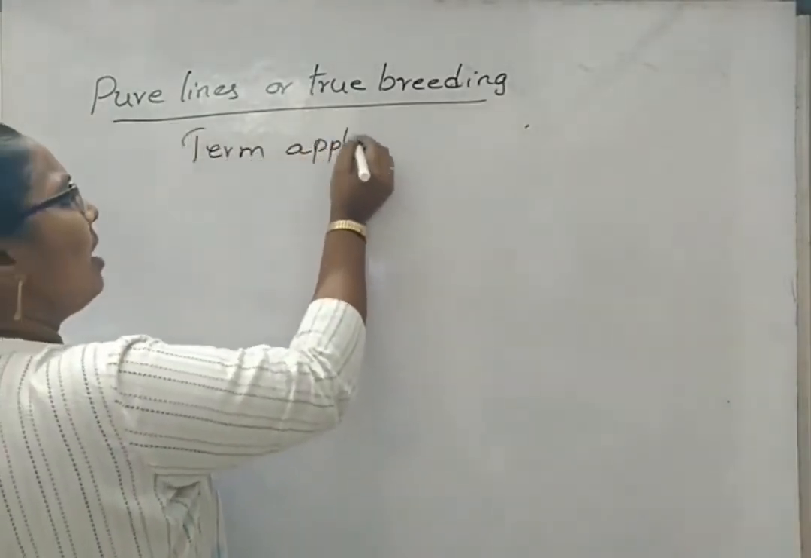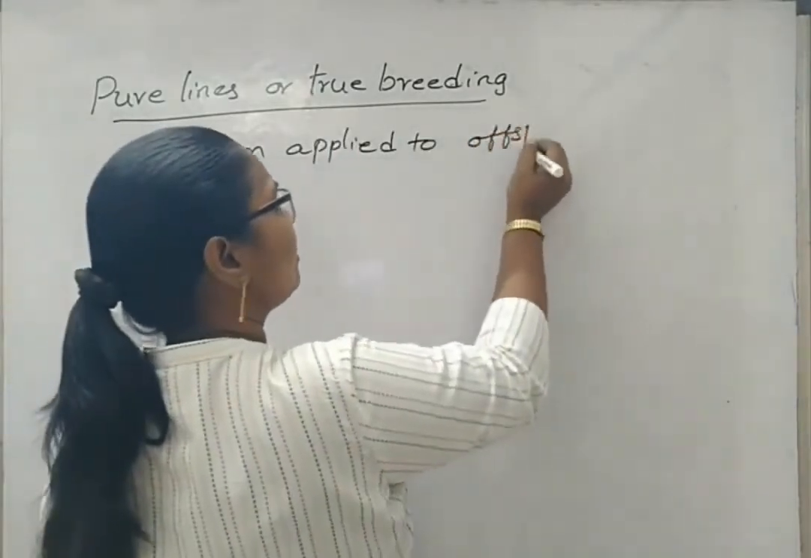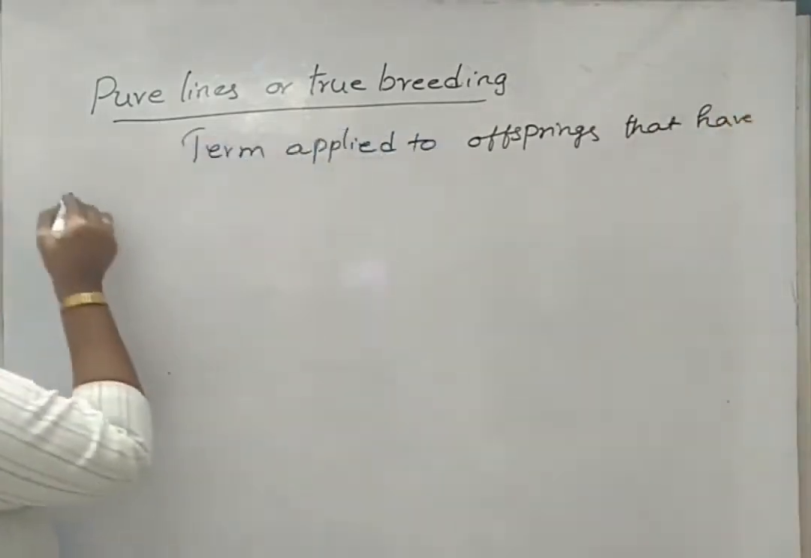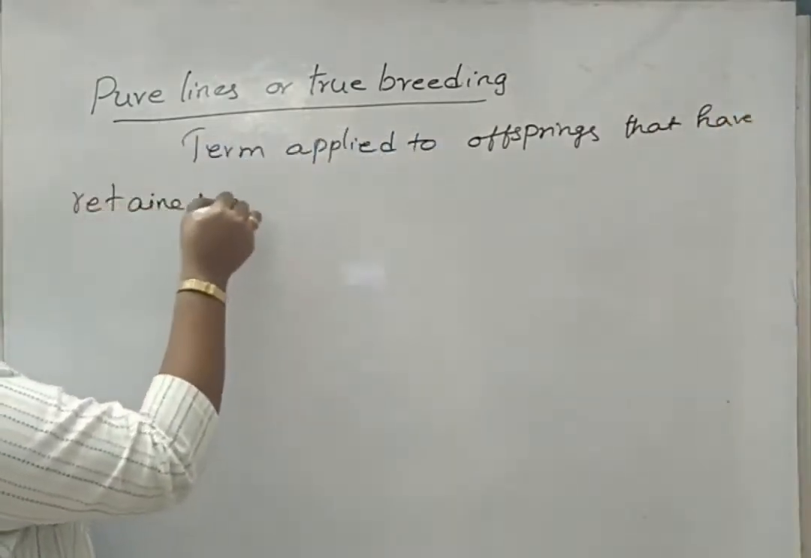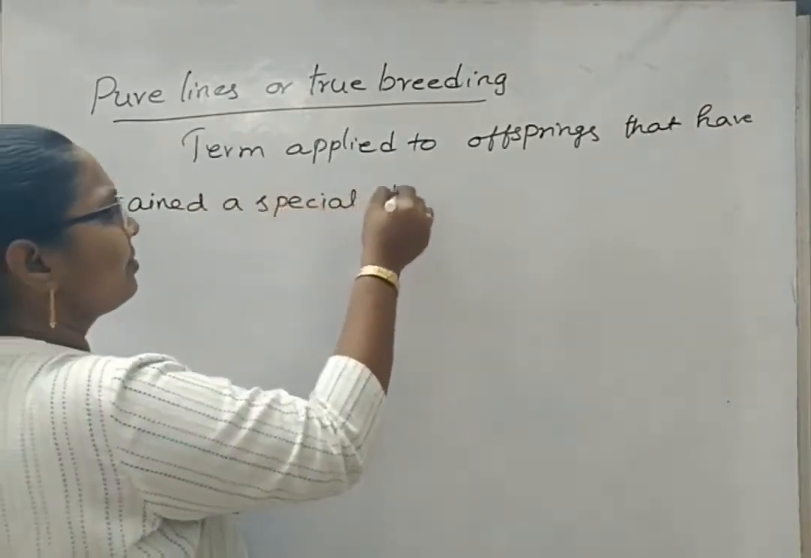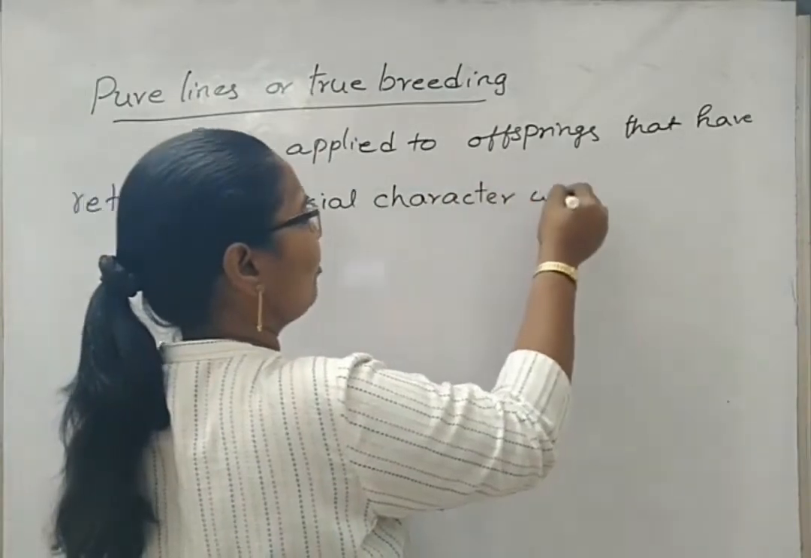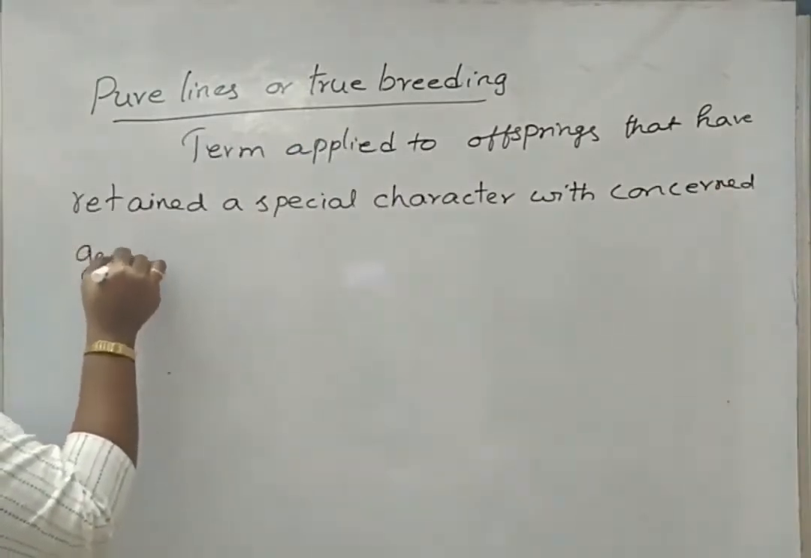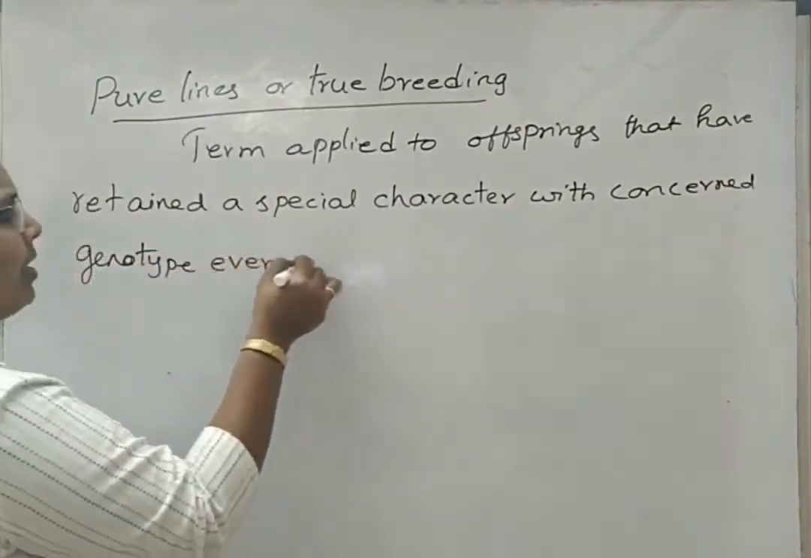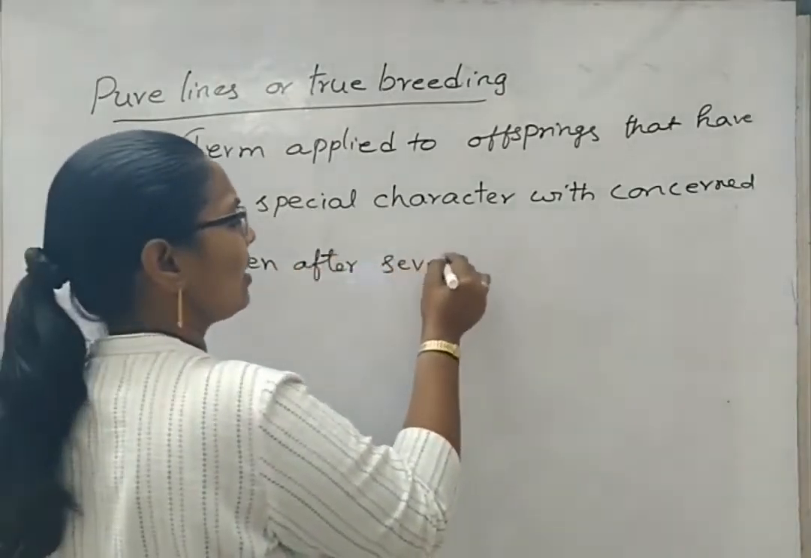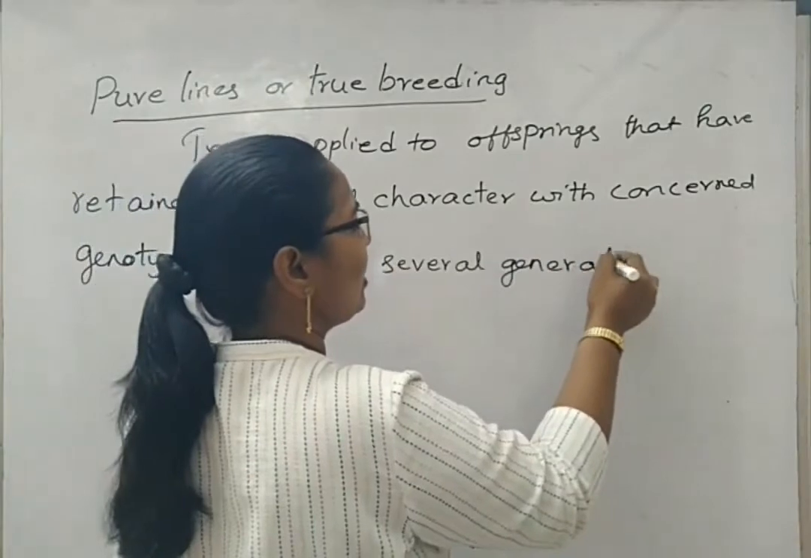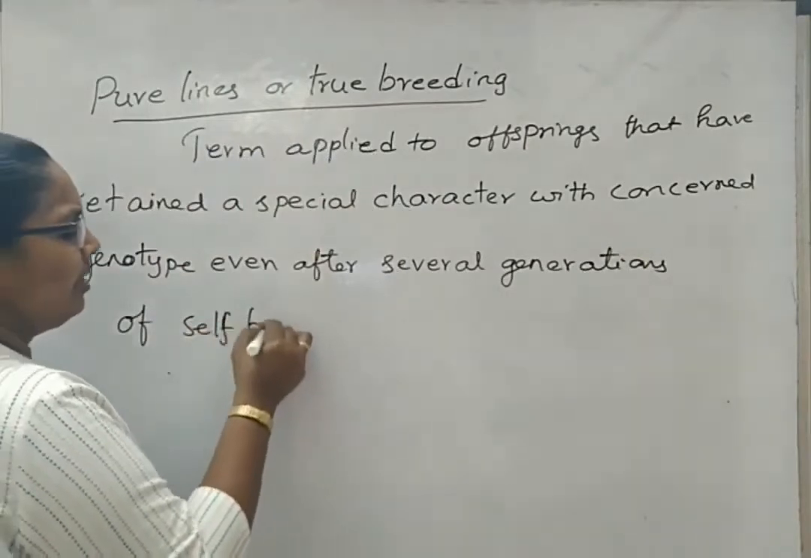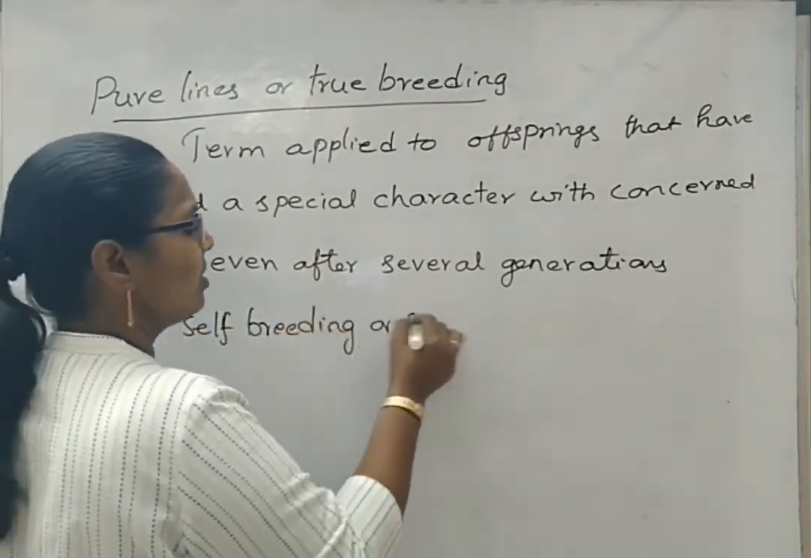Term applied to offsprings that have retained a special character with concerned genotype even after several generations of self-breeding or self-crossing.